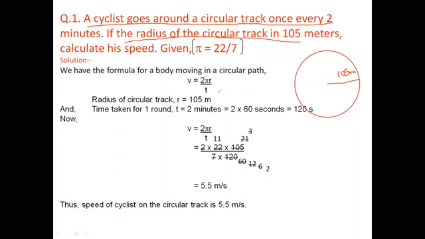Okay, we have the formula v is equal to 2 pi r by t. So radius of the circular track is 105 meters and the time taken is 2 minutes. We will convert it into seconds. 2 into 60 is equal to 120 seconds. Now we will find out the speed of that cyclist, that is v is equal to 2 pi r by t. So 2 into pi, pi means 22 by 7, and r is radius, that is 105, and the time taken is 120. We will cut and solve it and we will get the answer 5.5 meter per second. The speed of the cyclist on the circular track is 5.5 meter per second.